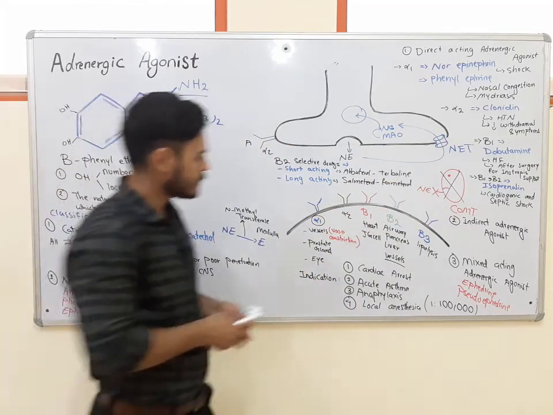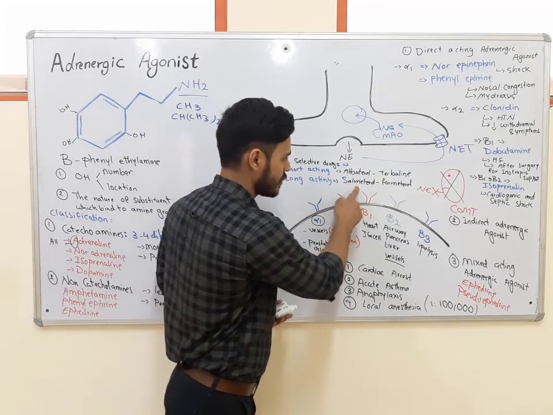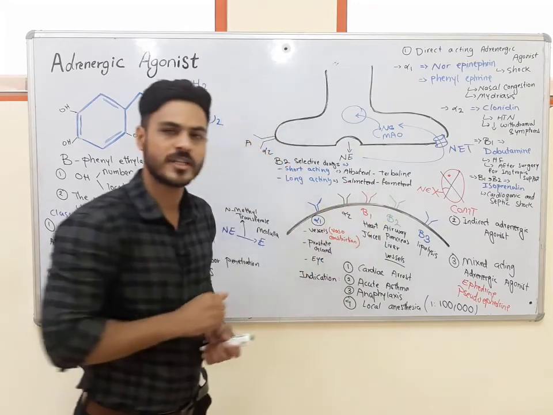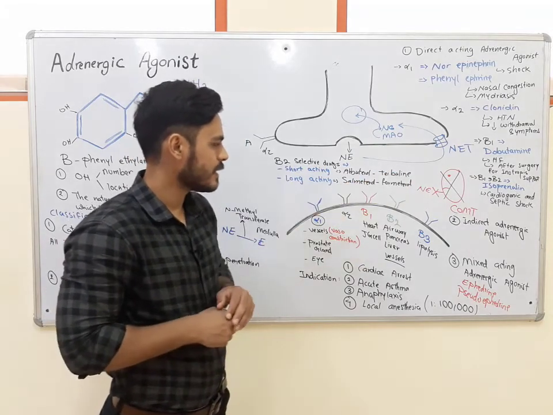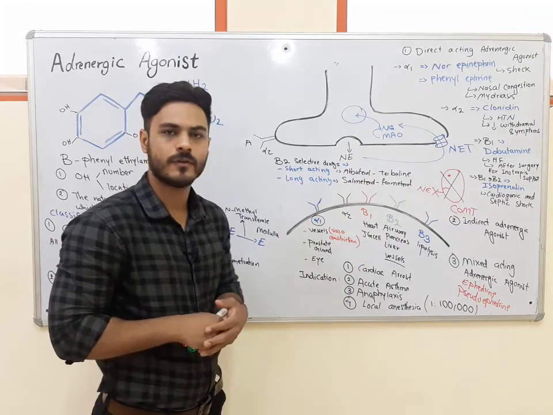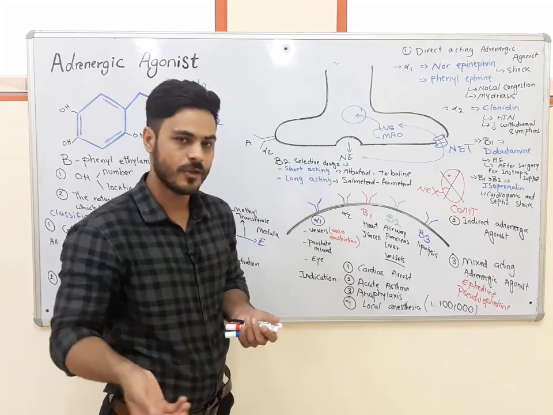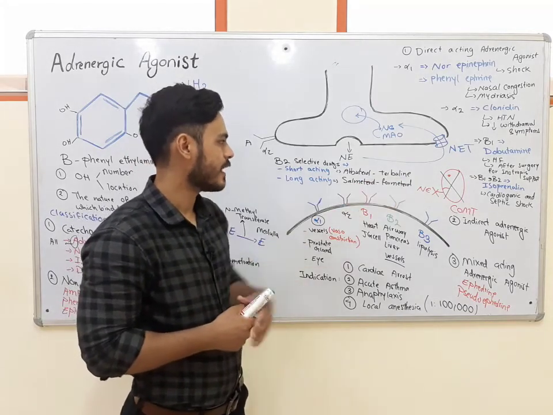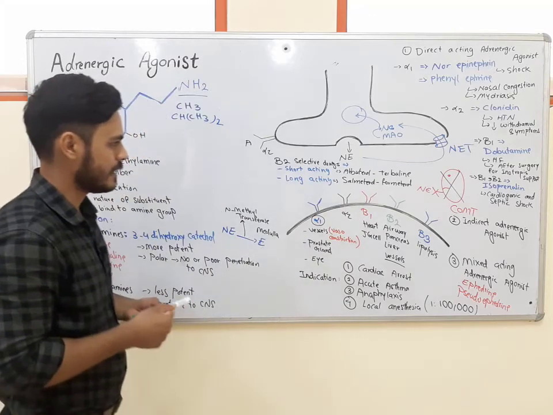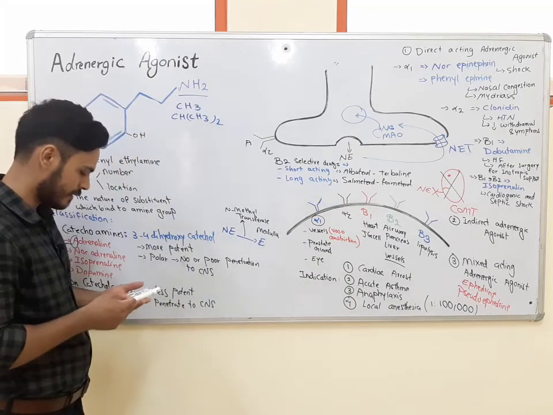We can use albuterol, salmeterol, and formoterol for treatment of asthma. And terbutaline, we can use it as an off-label drug for uterine relaxation. It is a uterine relaxant, and we can use it for that action or that effect also.